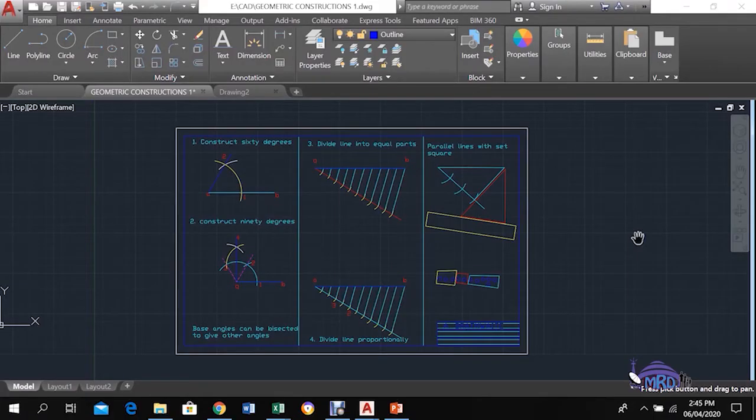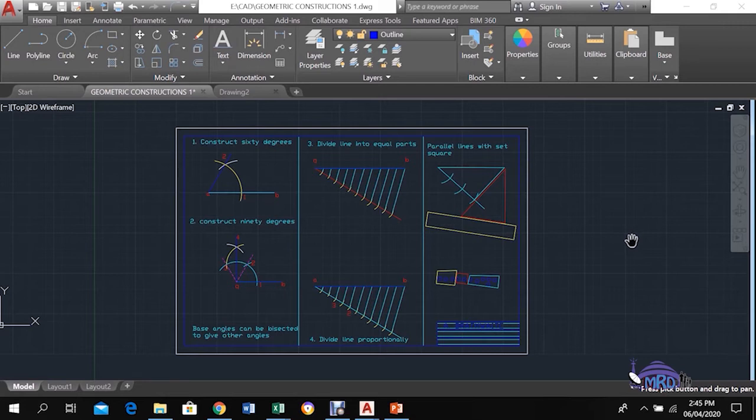Today's lesson continues our look at geometric constructions. You would have recalled looking at parallel lines and bisecting lines in our last lesson. Today we will look at constructing some angles and dividing lines into an equal number of parts.